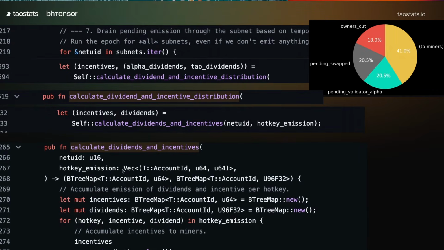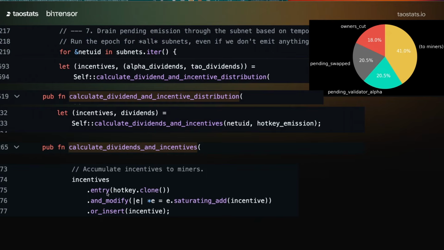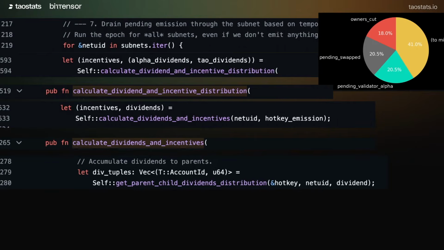So what we do is we grab that hotkey emission that has the hotkey, the incentive, and the dividends. And then we grab the incentives and the dividends from that. So for all of the hotkeys, we grab all the incentives. This is the incentive going to the miners, and we just grab all of those incentives for each one of the hotkeys.